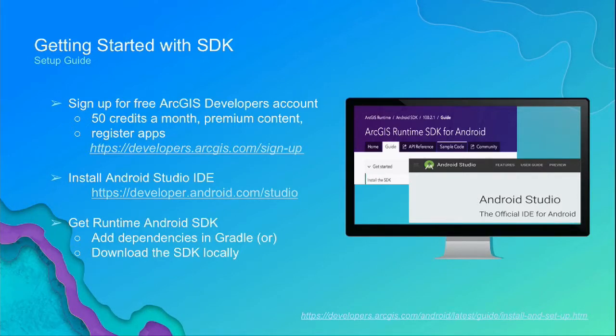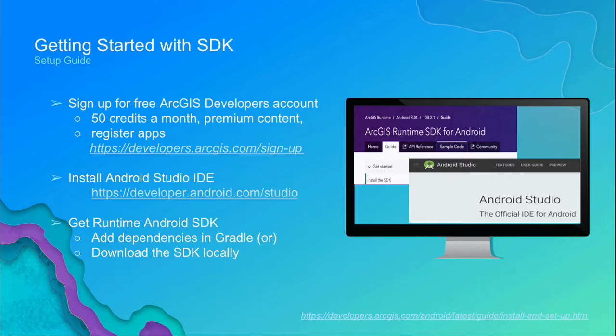To start with the SDK, you can create a developer account with ArcGIS.com, which is free of cost. You'll get some premium content. You can just go to developers.arcgis.com and sign up there. You can register apps and have an account. Having an account at developers.arcgis.com will also let you download the SDK locally. You can sign in and get the SDK locally. Or you can get the Runtime SDK from Gradle, where we host the SDK as a kind of Maven repository on Bintray.